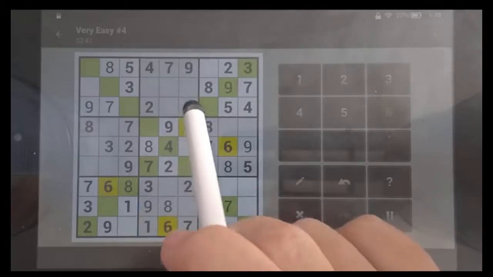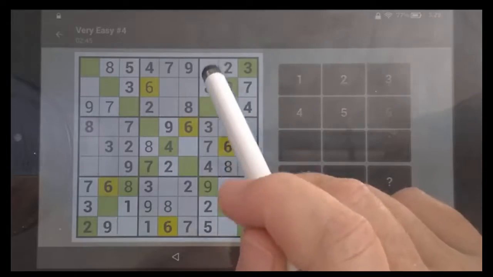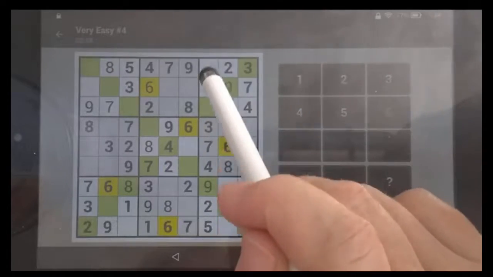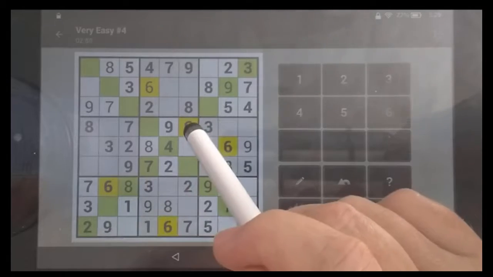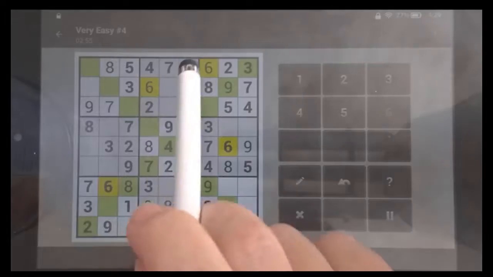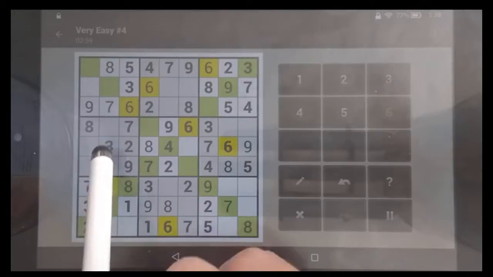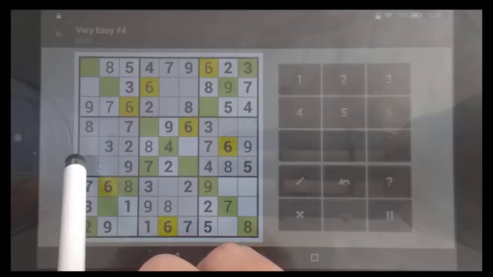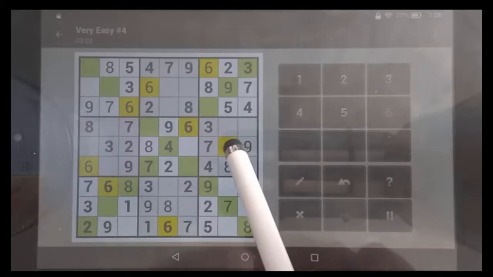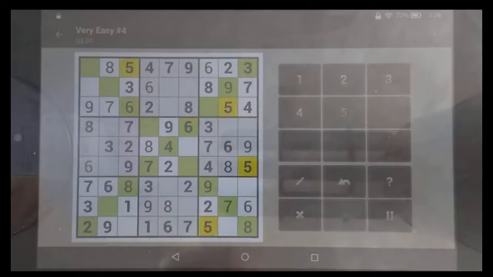6s, these 2 columns are covered, so there's our 6. Our 6 has to be in one of these 2 boxes. This leg already has a 6 right here, so it can't be there. It's got to be up there. Now those 2 rows are covered, so that 6 has to be there. This column and this row are covered, so that 6 has to be there. This column and this row are covered, so that 6 has to be there.